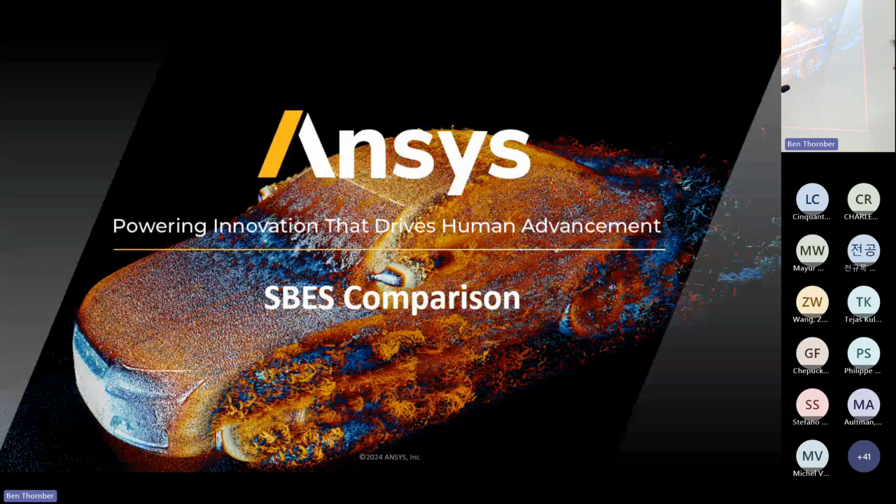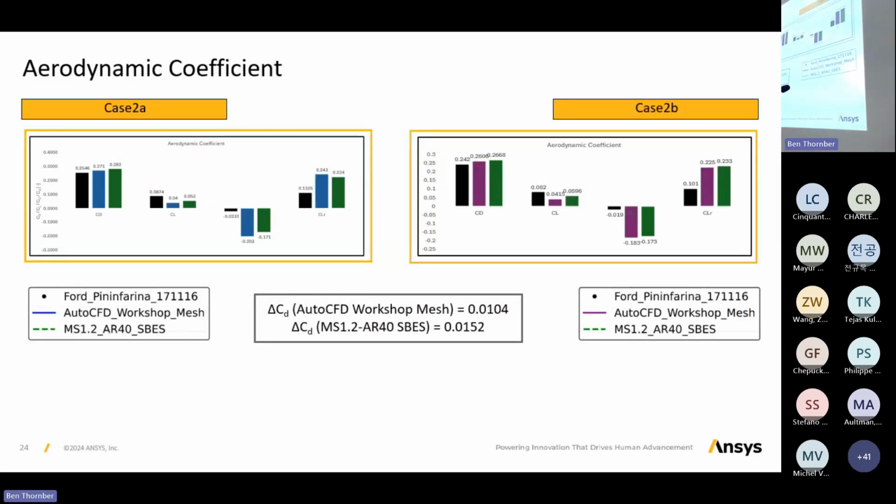And then let's go to the SBES comparison. With the workshop mesh, we actually got a bit better agreement in overall drag prediction, even though it was the coarser mesh. The overall drag for the AutoCFD workshop mesh was 0.271, and for our own rapid octree mesh 0.282. And again, I think the deltas in both cases are reasonably well predicted.